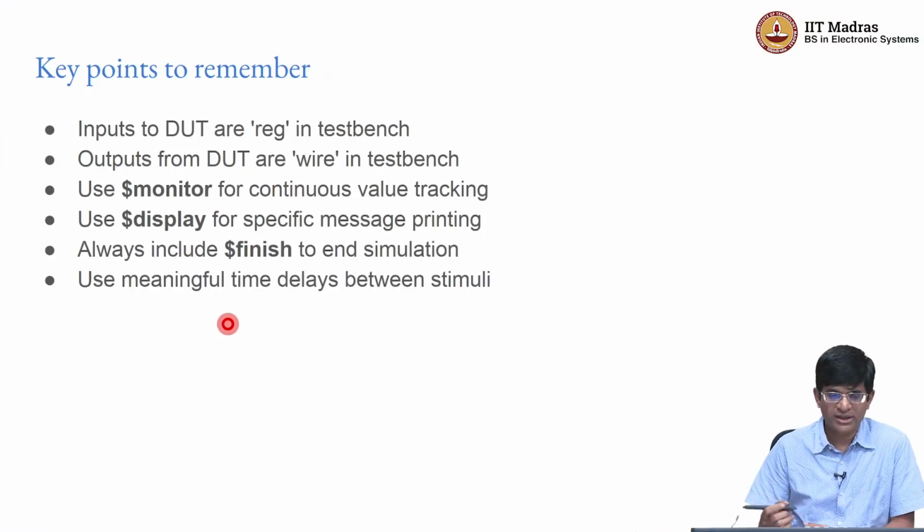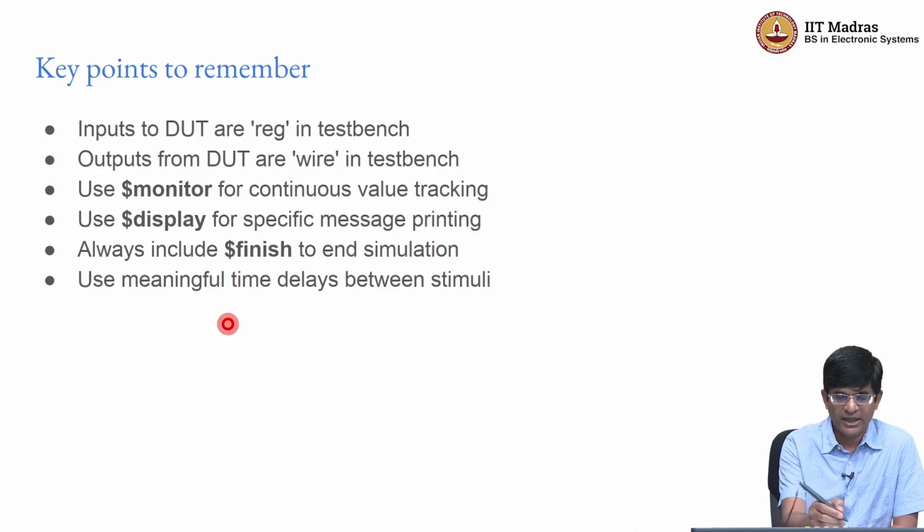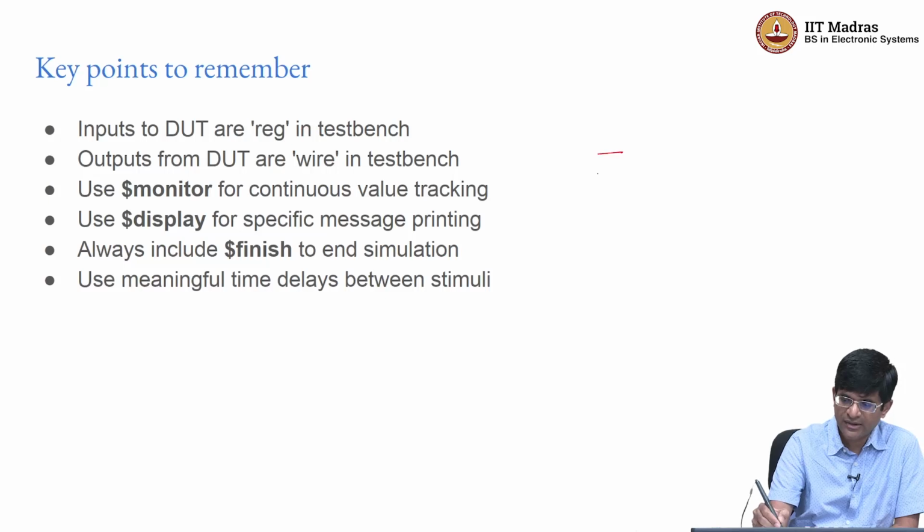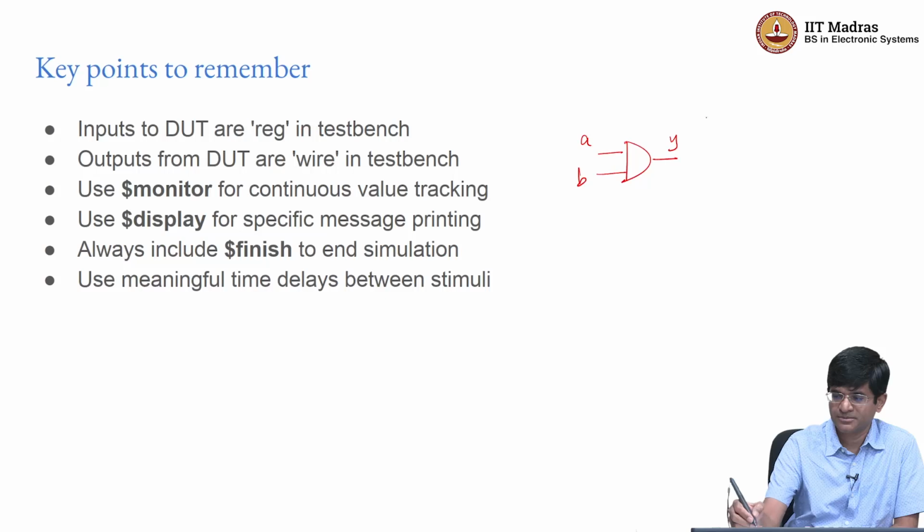So there are a few important things that you need to remember. If you are using reg and wire, then the inputs to a DUT are reg in a test bench. In general, the outputs from a DUT are wires in the test bench because they are being driven by the DUT. This is again a notion. The word drive is something that you will keep coming across when you are talking about hardware. We essentially say that if I have, let's say, a gate like this, with two inputs A, B and an output Y, Y is driven by the AND gate.